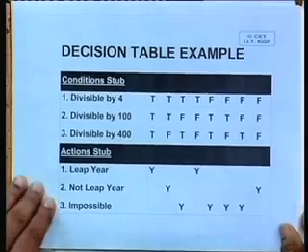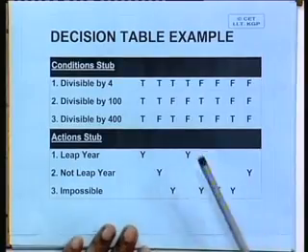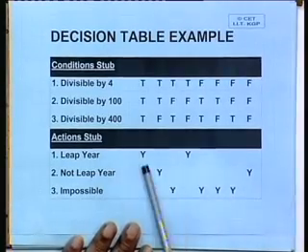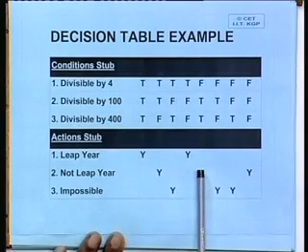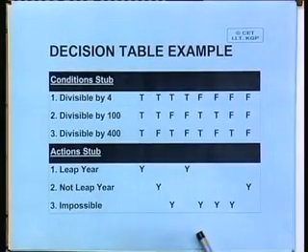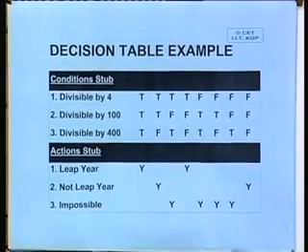So, if you look at our previous example, suppose you do not specify the leap year conditions, or you just specify the leap year conditions, and say anything else is not a leap year. Unfortunately, it will be an incomplete decision table, because you have not specified the other conditions.